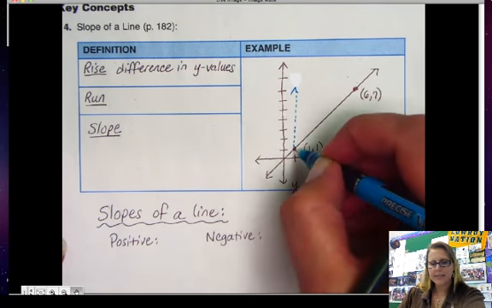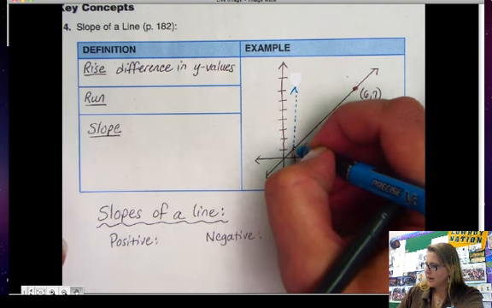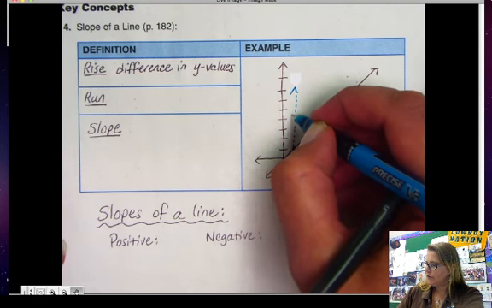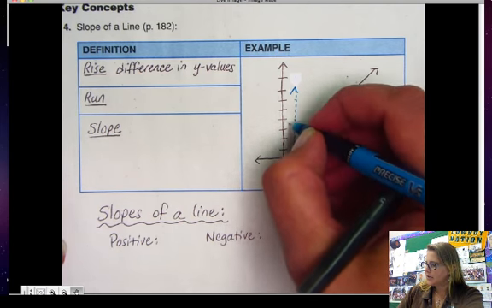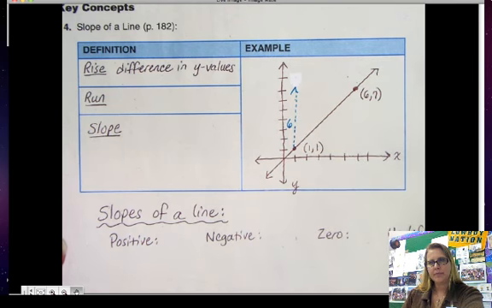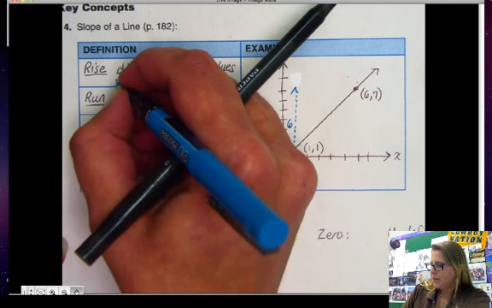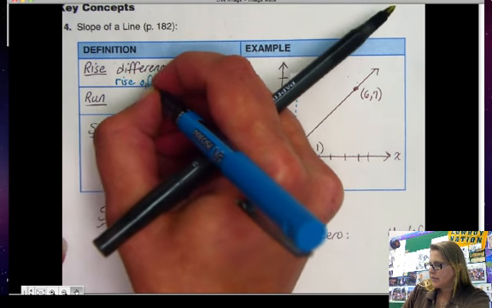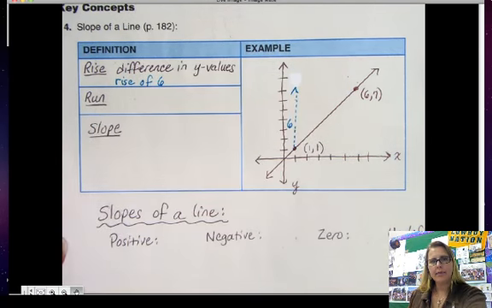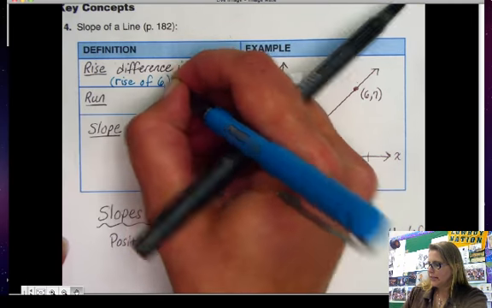So how much is that? That is a rise of 1, 2, 3, 4, 5, 6. So it's a rise of 6. So over here, I would say in my example, I have a rise of 6. Now let's take a look at the run.